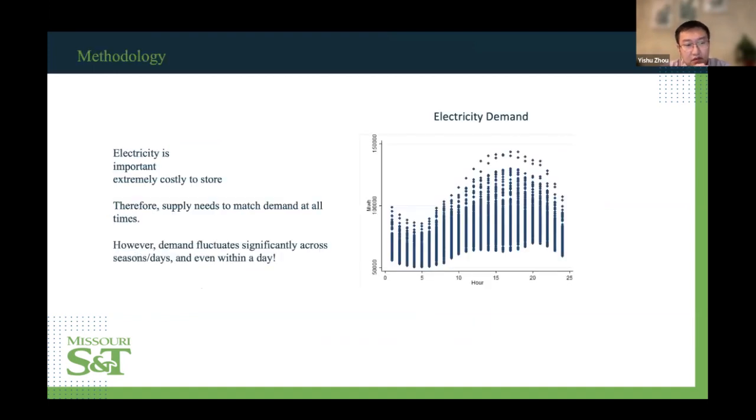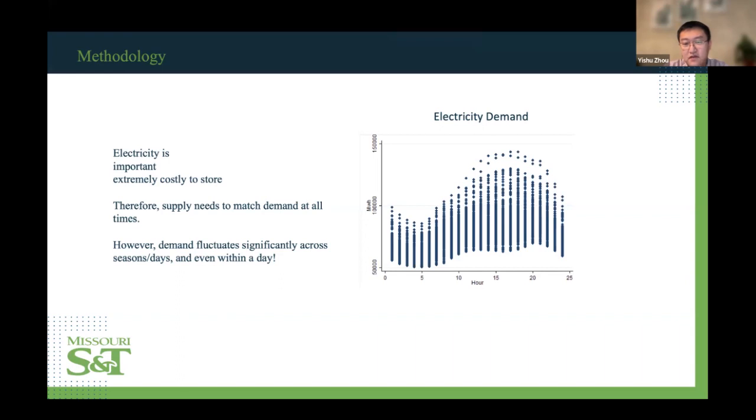Some background about electricity. First of all, electricity is important, of course. We don't want power outages at any time. Another issue is that electricity is extremely costly to store at any economically meaningful large scale. That means supply needs to match demand at all times. It's not a big issue if demand is relatively stable, because we know how much we need to match at any time. But the problem is that demand fluctuates a lot across seasons, days, and even within a day.